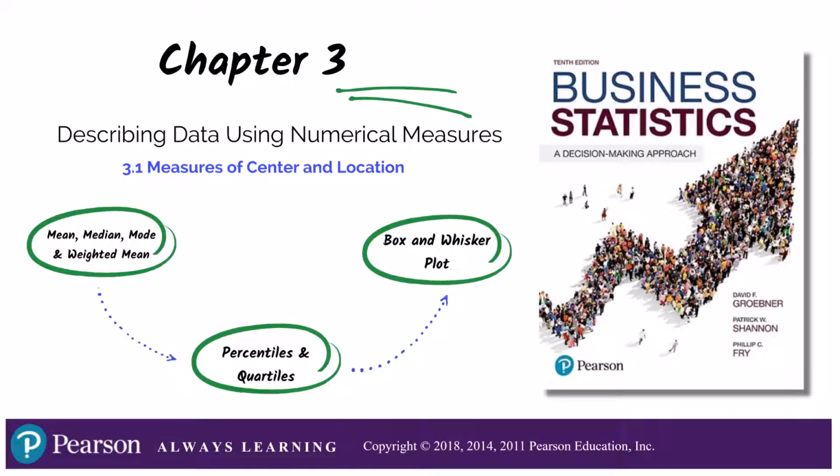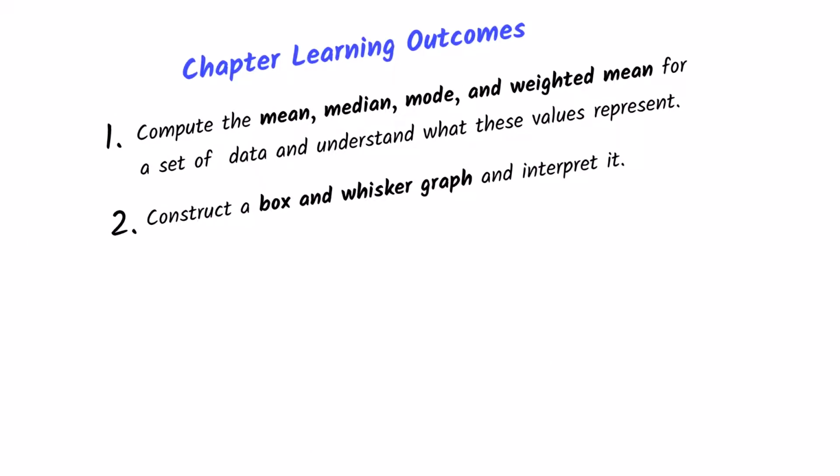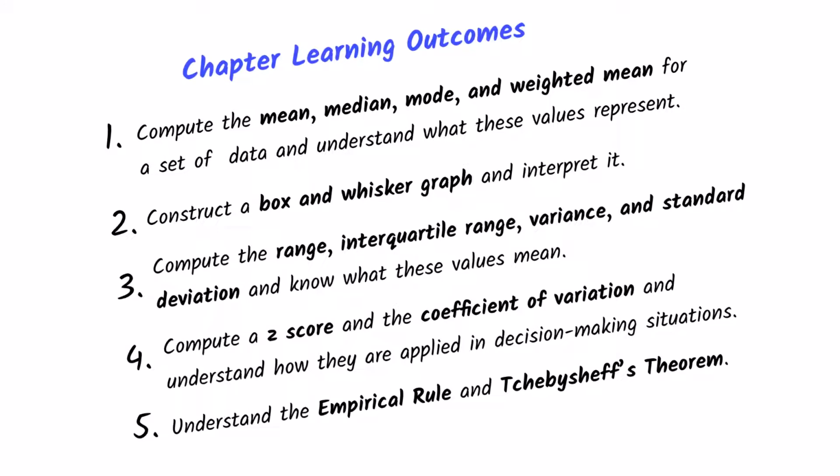So let's get started. In this video, we're going to cover the first two learning outcomes related to the measures of center and location. We're going to talk about the mean, median, mode, and weighted mean. Then we're also going to learn about percentiles and quartiles. Then we're going to wrap it up and learn how to create a box and whisker plot and how to interpret it. Then in the next two videos, we're going to cover topics related to measures of variation, standardizing values using z-scores, and the empirical rule.